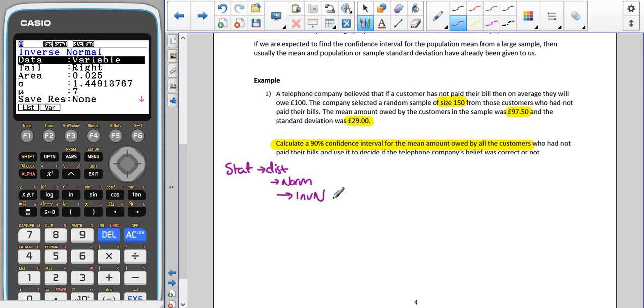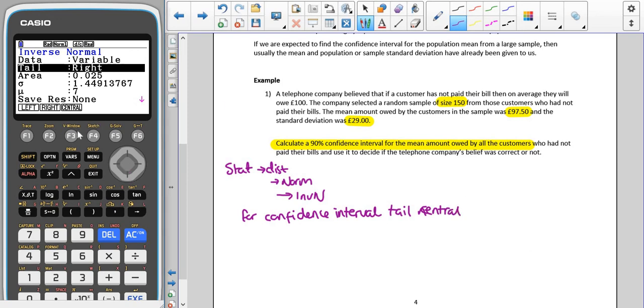Now the reason that we do this is because we know what area we're wanting to do. And for confidence intervals, we are always going to have our tail being central. So for confidence intervals, meaning confidence intervals that we're using the normal function for, our tail is always going to be central.